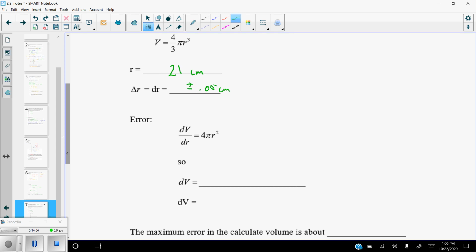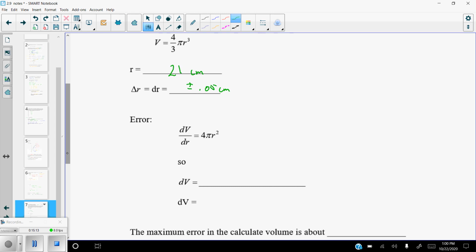That's the left side. The right side, you take the derivative just by bringing, because r is in this case the independent variable, you bring the 3 out to the front and multiply it by 4/3. That gives you 4 pi r squared because you reduce the power by 1. Again, no dr dt because it's not over time. It's just the volume with respect to the radius.